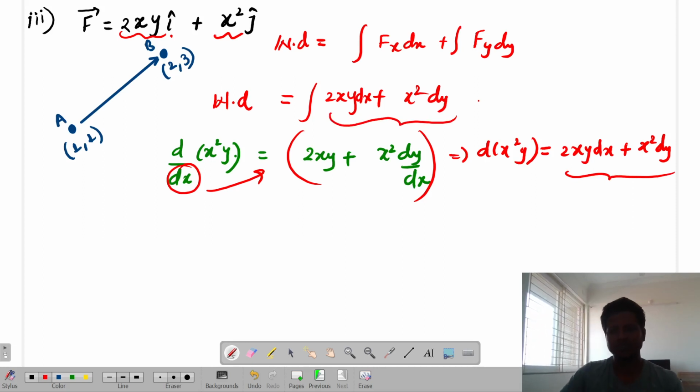And that is why this integration can be written as integral of d of x square y. Can I write it this way or not? One minute, I'll mute it.